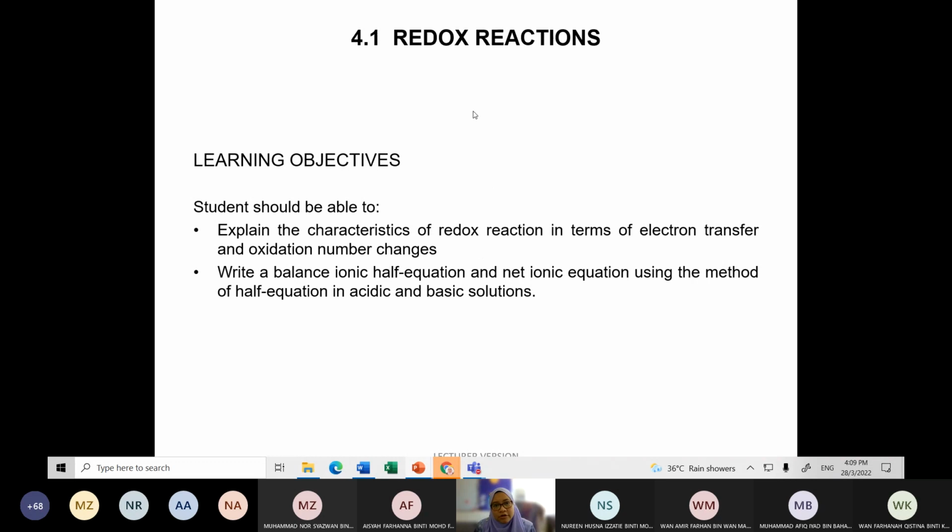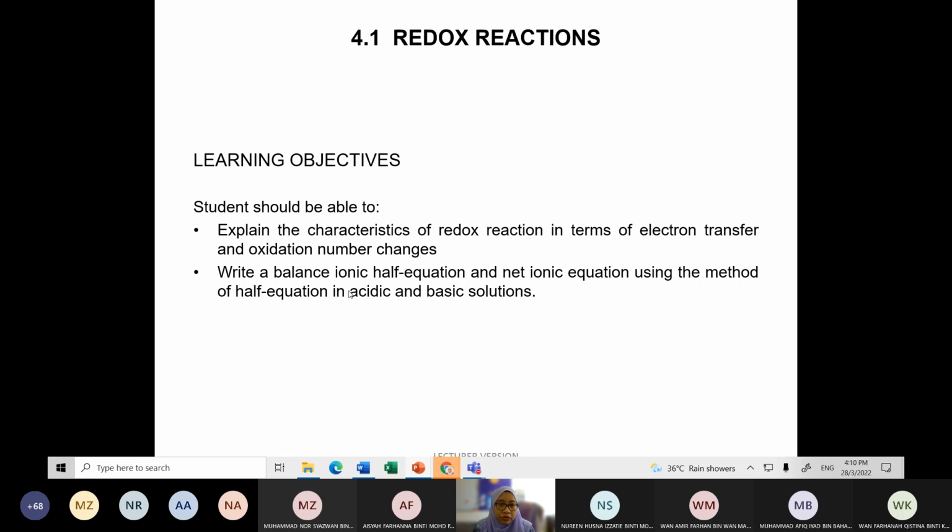So let's start with redox reaction, 4.1. These are the learning objectives that you should know. Make sure that you are able to explain the characteristics of redox reaction in terms of electron transfer and oxidation number changes. Secondly, make sure that you are able to write a balanced ionic half equation and net ionic equation using the method of half equation in acidic and basic solution.